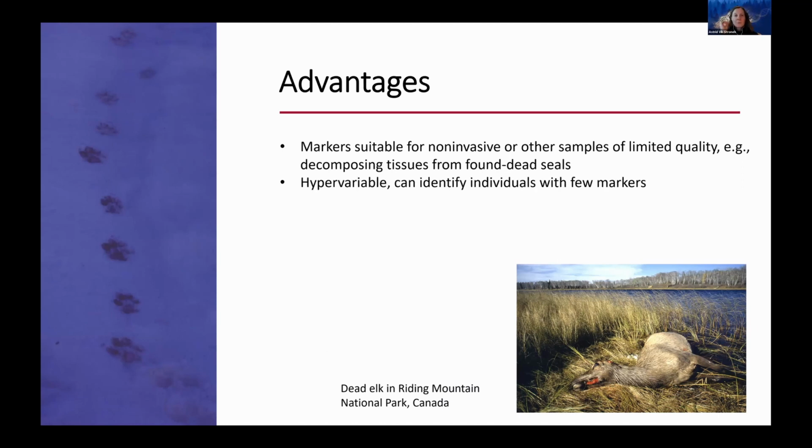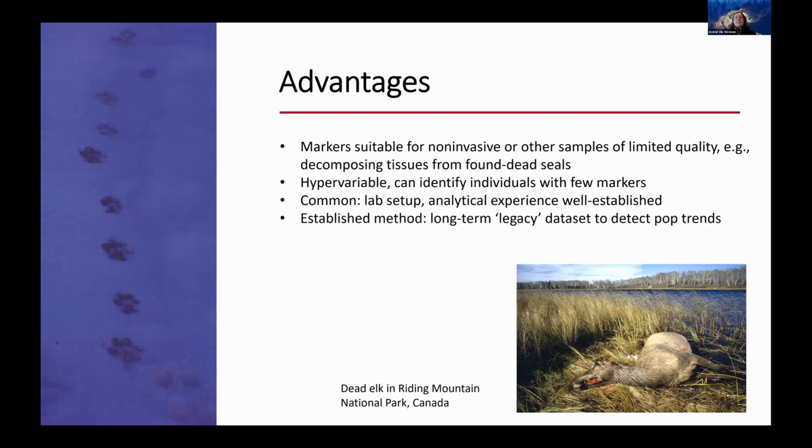And they are hypervariable markers. Again, they can identify individuals with relatively few loci. And they are fairly common in the sense that the lab setup and the analytical experience are fairly well established. This also means that because it is an established method, there are often long-term legacy data sets. People have been collecting data for many years, and we can therefore more easily detect population trends, which is also crucial for conservation work.